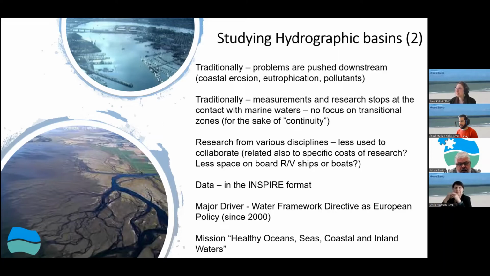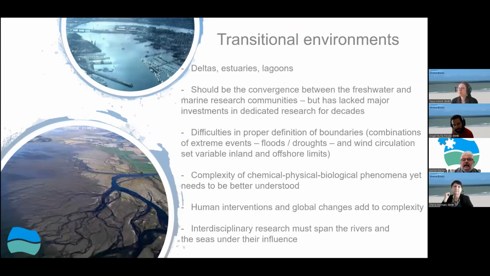Fortunately, in the past decades, we have had drivers that have pushed freshwater research towards integration and a much stronger cohesion. It's only 22 years since the Water Framework Directive was imposed as a European policy, and this policy has made wonders in making people start to cooperate. And then the current mission, Healthy Oceans, Seas, Coastal and Inland Waters, was extremely important, as seen in the presentation of the lighthouses. It is very important to talk to people from freshwater, making them understand that everything that goes down the drain will end up in the sea, and this matters.